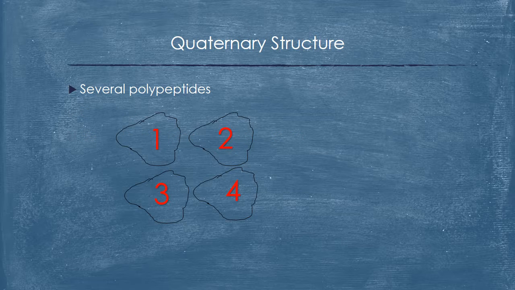So the last type of structure is called quaternary structure, and that's between several polypeptides. And all the different factors that encompass tertiary structure affect quaternary structure. So you're going to see the same thing. You're going to see cysteine, hydrogen bonds, hydrophobic effect. You're going to see all of that in quaternary structure.